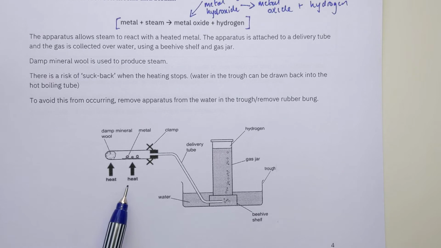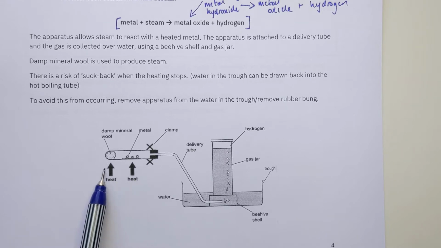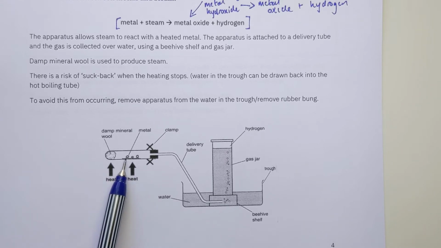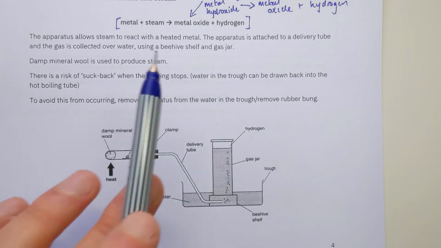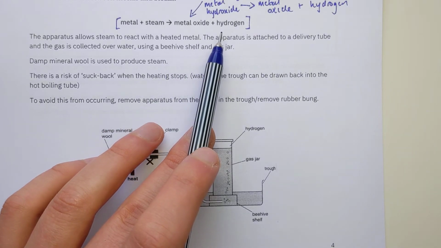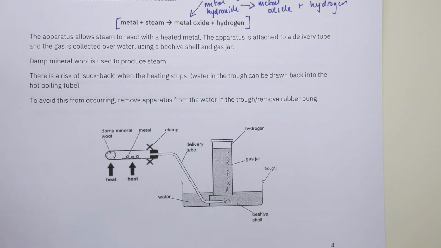You do still need to heat the metal to get it to react, so you notice there's two heating arrows here, and that's an important point if you ever have to draw this diagram. You have to heat it both at the metal and at the mineral wool. You can do that with two Bunsen burners, or you can just move one Bunsen burner back and forward between these two. So when we react this, we're expecting a metal oxide to remain in the tube, but we should expect to make hydrogen as well. So we might want to trap that to prove it actually is hydrogen.